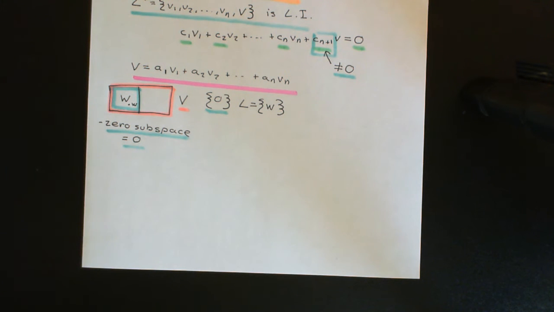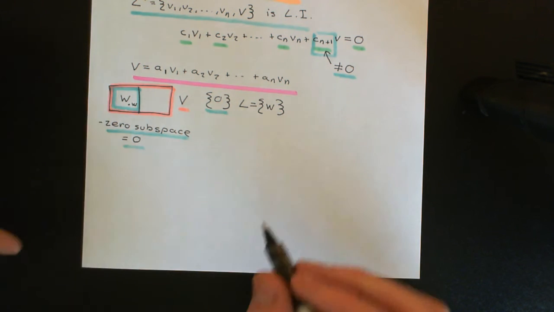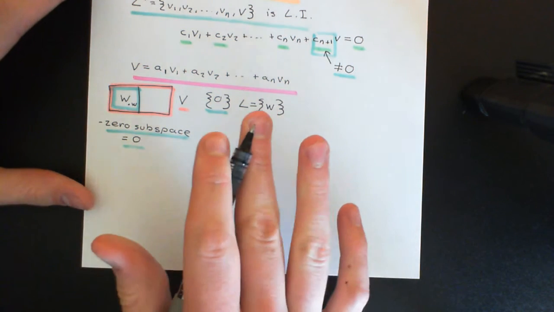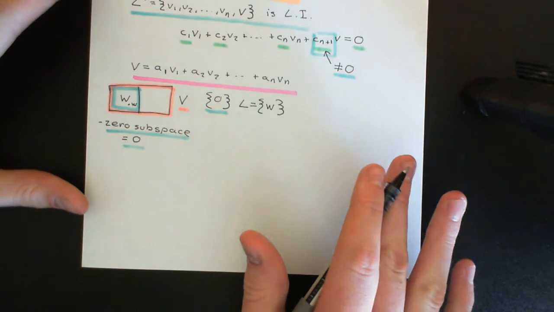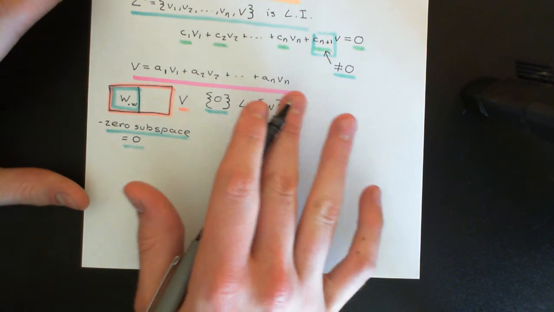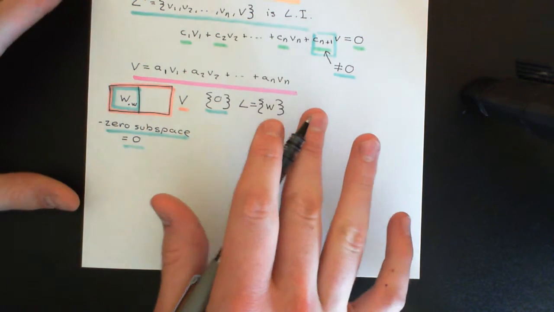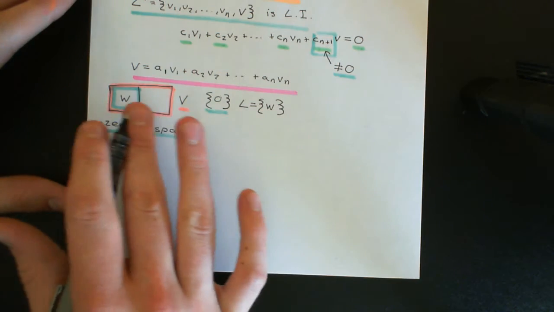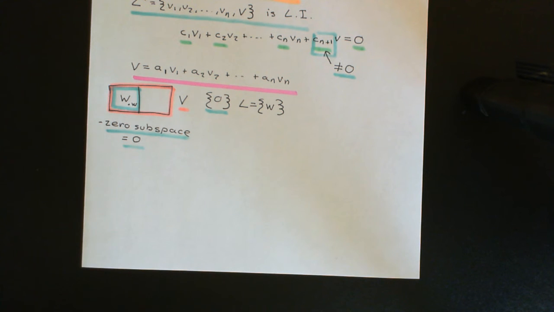Because remember, what does linear independence actually mean? It means that there can be only one linear combination which gives the zero vector. Well, a linear combination of a set of vectors means exactly the same thing between the two different vector spaces. So if it's true in one of them, it will be true in the other.